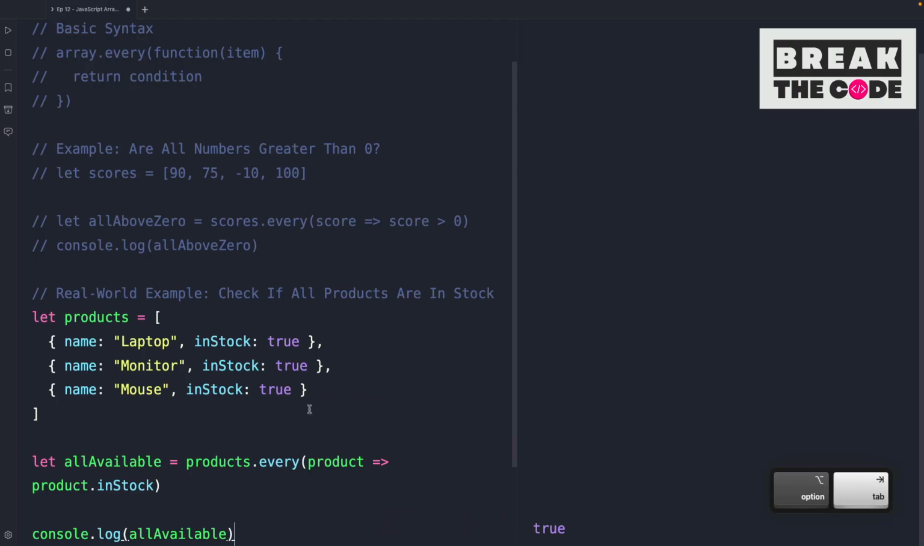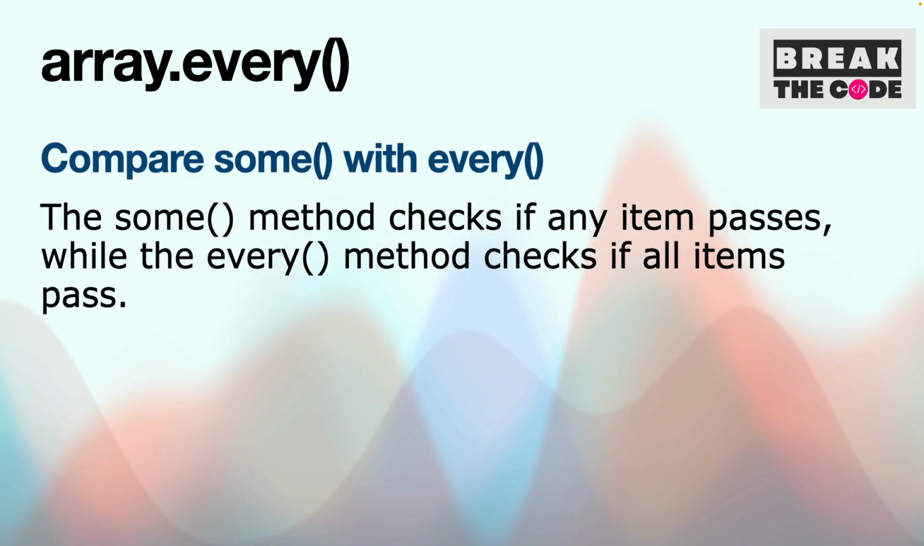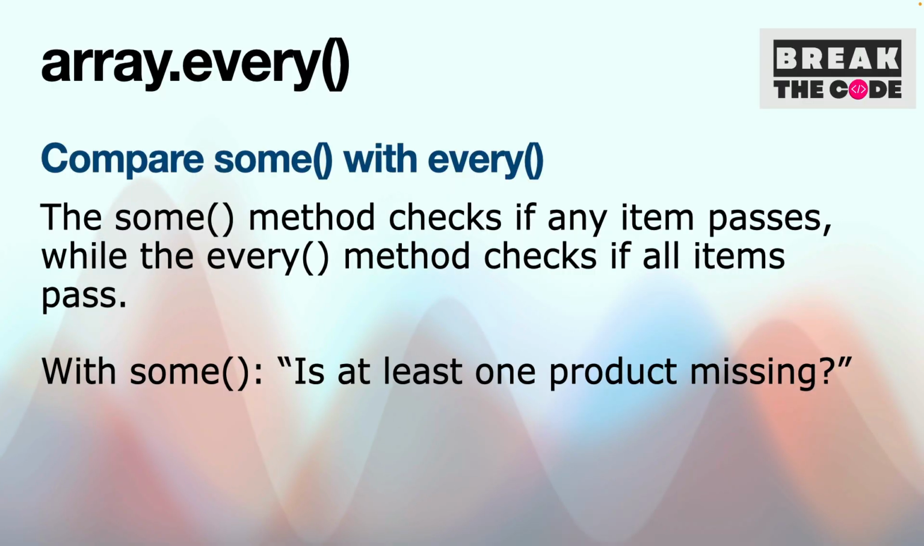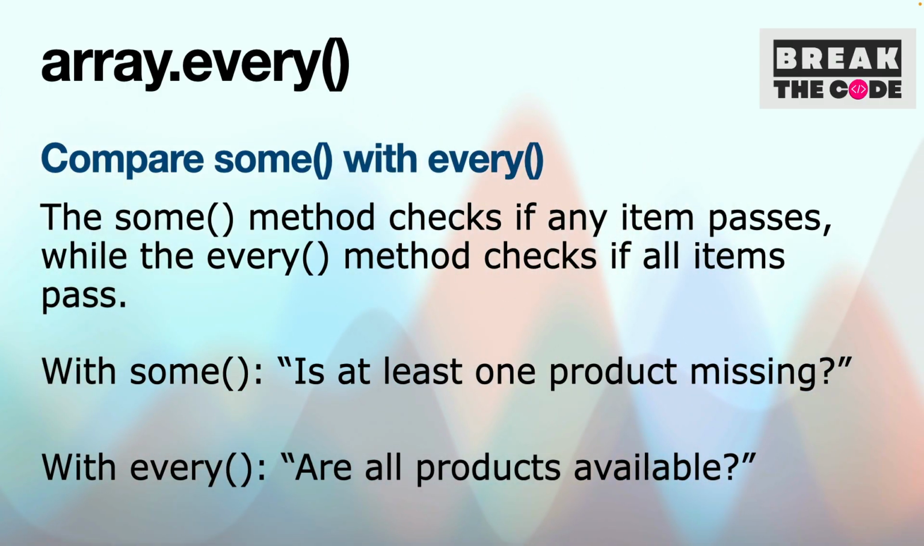So if we change one of them now to false, we will now end up with false in the console. So let's compare now the some method with the every method. The some method checks if any item passes, while the every method checks if all items pass. With the some method, we could ask the question, is at least one product missing? While with the every method, we could ask the following question, are all products available?